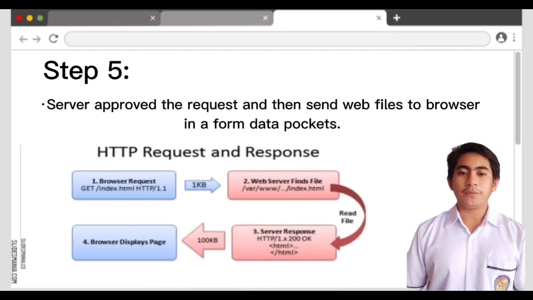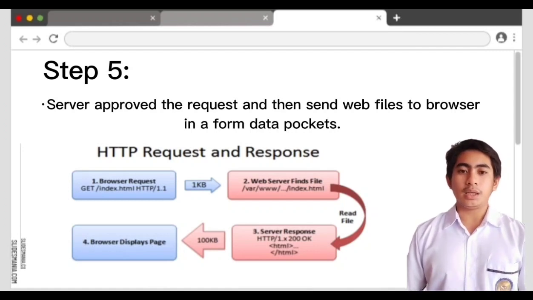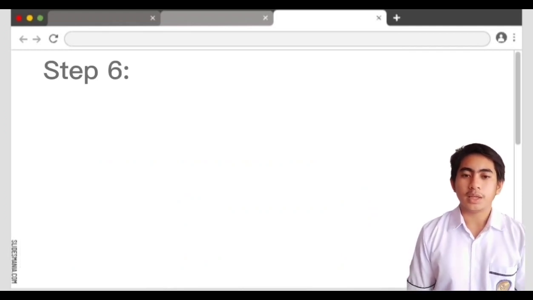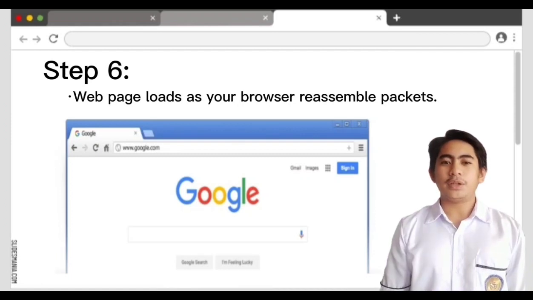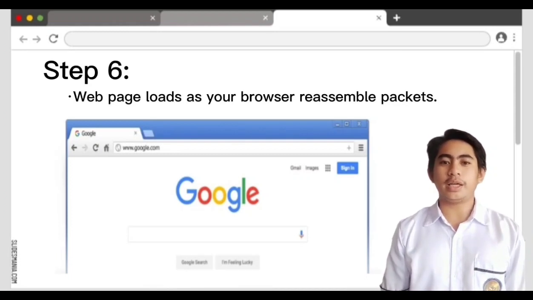In step 5, after your browser sends either an HTTP or HTTPS request to the target server, the server will approve your request and send web files to your browser in the form of data packets. As you can see, the browser sends the request to the server, then the server approves the request and sends it back to the browser. Then finally, in step 6, the browser page loads what the user searched for. As you can see, after the server approves the request, the web page loads what the user or client typed on the browser.